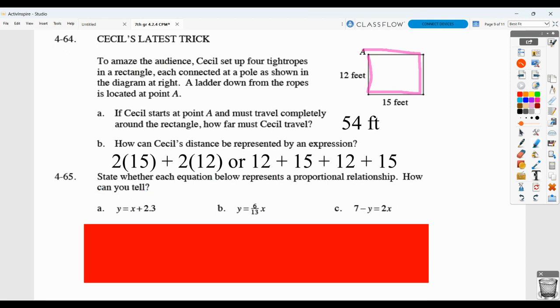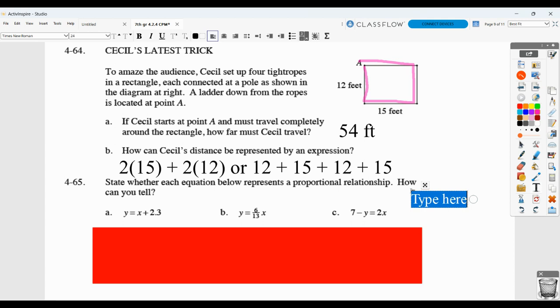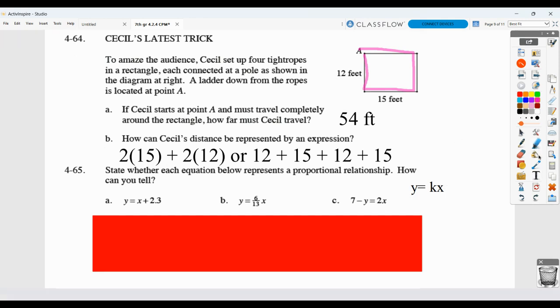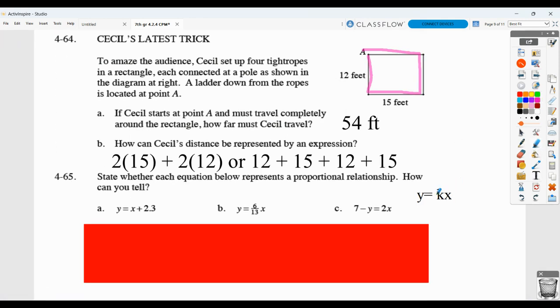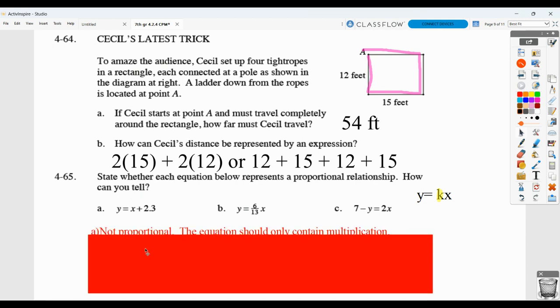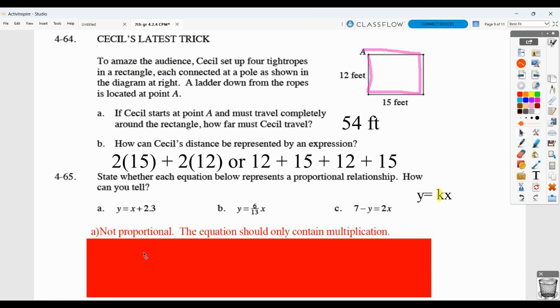So what you're going to find for a proportional relationship is it should always be set up as y equals k times x, where k is just the constant of proportionality. It should not have any addition or subtraction connected to it. So this would not be a proportion. And again, the reasoning is if you put in 0 for x, you're going to get 2 and 3/10 for y. So that's not proportional.